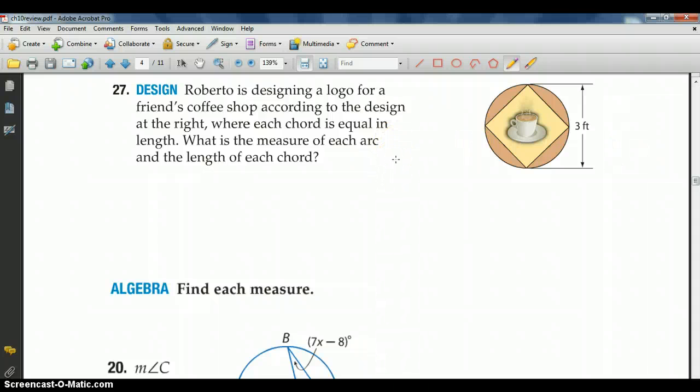From the same page, number 27. Roberto is designing a logo for a friend's coffee shop according to the design at the right, where each chord is equal in length. What is the measure of each arc and the length of each chord? So if all four chords are congruent, then that means that all four arcs are congruent. So I just need to take 360 and divide by 4 to get my first answer, which gives me 90 degrees.